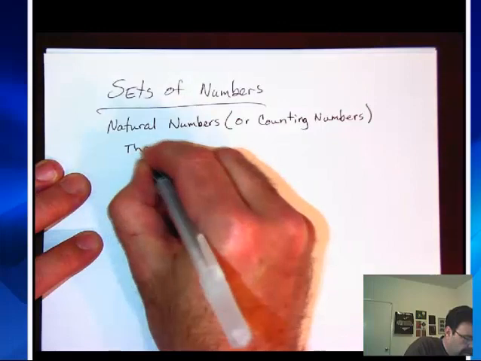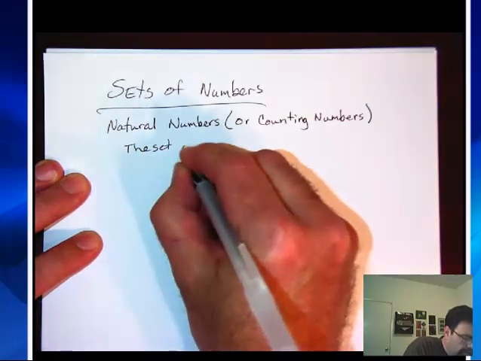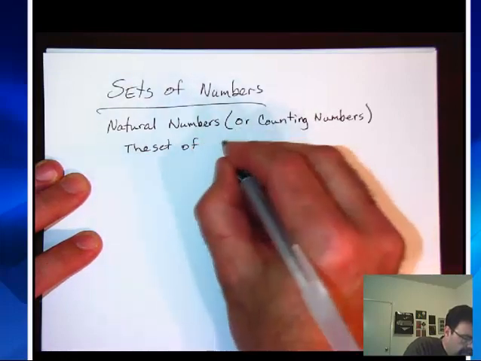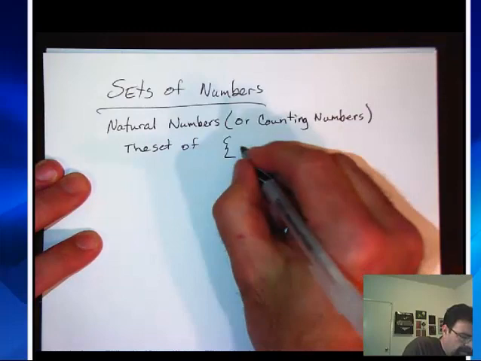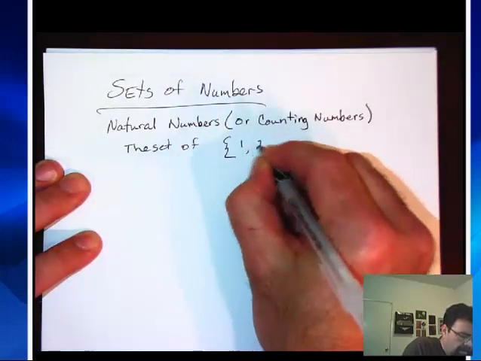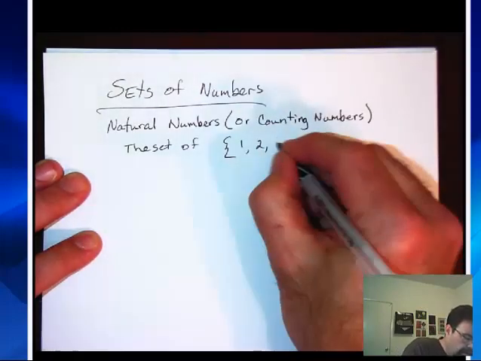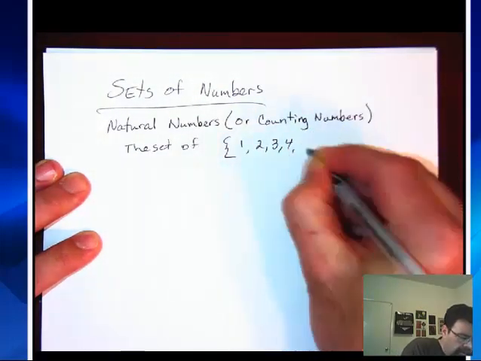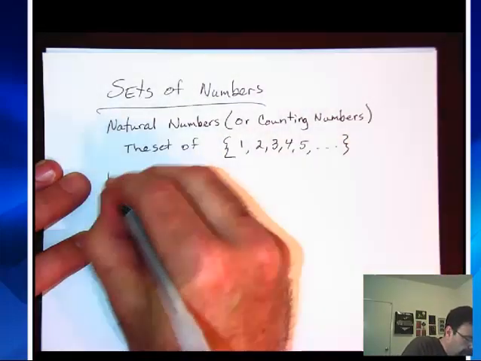And again, when you count, so here's the set. This symbol, the brace, is for set. 1, 2, and again, when you count, you don't start at 0, you start at 1. 1, 2, 3, 4, 5, and so on. Okay, so that's the counting numbers.